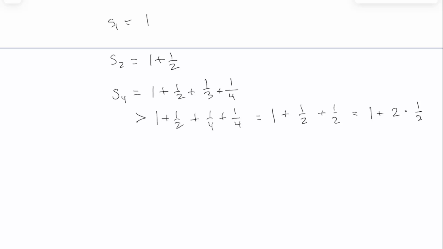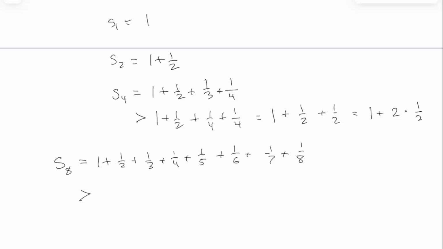Check it out. I'm going to do a similar trick for S8. This is the first 8 things. So that's 1 plus a half plus a third plus a fourth. I'm going to go all the way down to 8 this time: a 5th, a 6th, a 7th, an 8th. And I'm going to do this greater than sign. And again, I'm going to replace the sort of odd ones. It's not precisely the odd ones. I'm going to replace the 3, make it up to 4. These other ones, 5, 6, 7, I'm going to increase them all to 8.